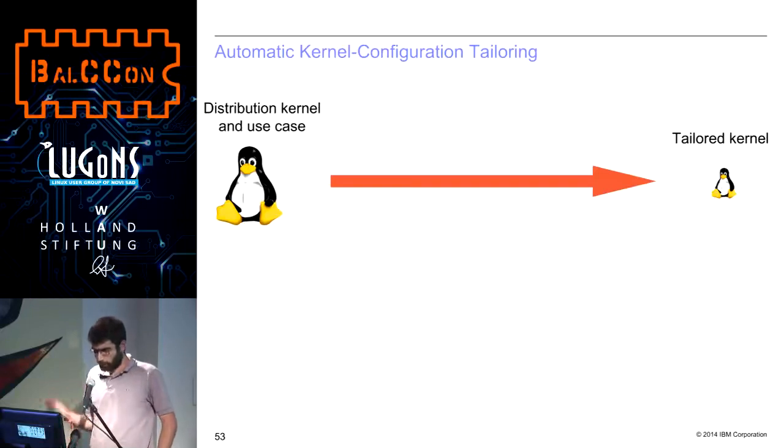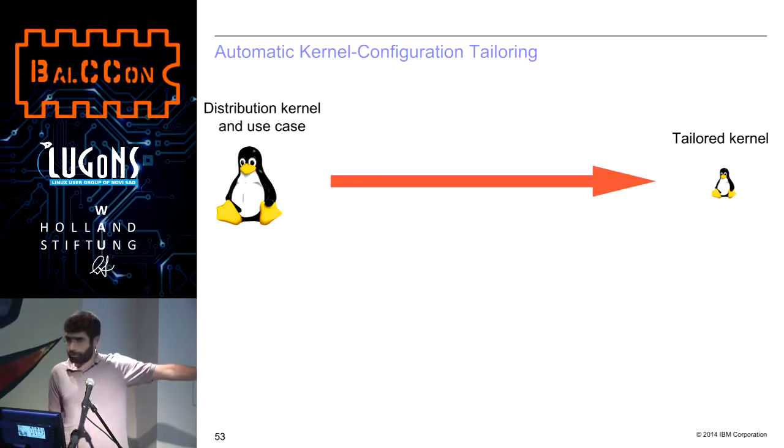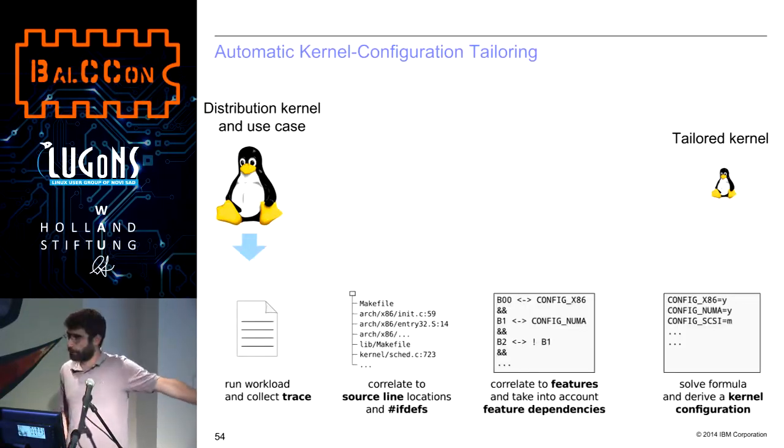And we do that with those 4 steps. I don't know if it's easy to see on the back there, but we first start by running the workload that we're interested in and collecting traces from the kernel. We look at which functions are being called inside the kernel itself. From there, we can use the debug symbols to trace back to the source line locations, and basically the ifdefs that need to be enabled in order for that code to be compiled into the kernel.